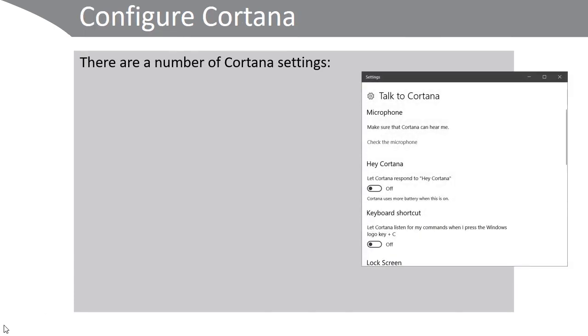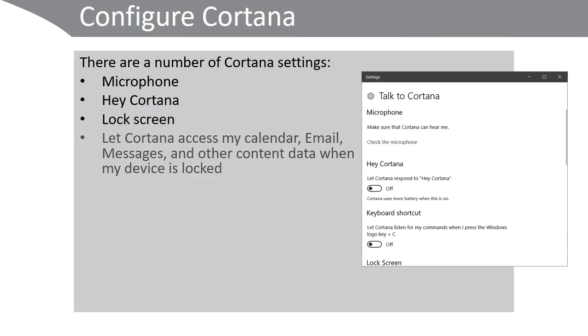Cortana is Windows 10's digital assistant, and you can configure its properties, including a microphone, and Hey Cortana. If you turn that feature on, if you say Hey Cortana, Cortana kicks in and starts responding to your requests. You can customize behavior on the lock screen. You can let Cortana access various aspects of your computer, including the calendar, email, messages, and so on.